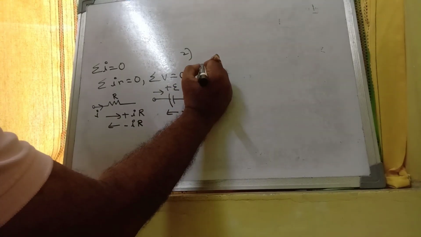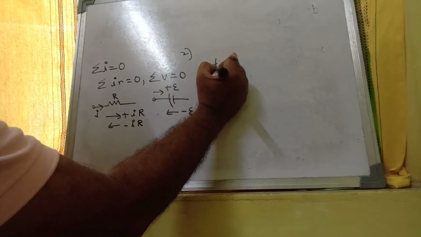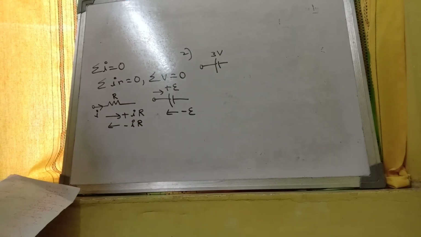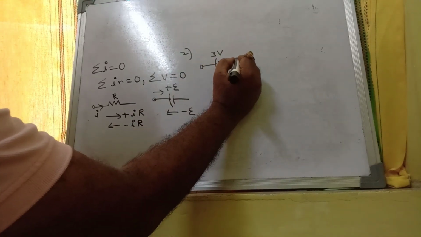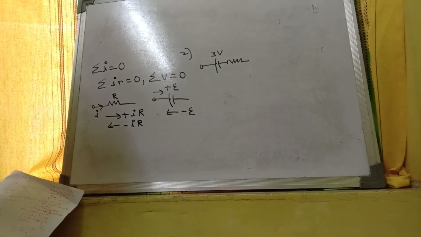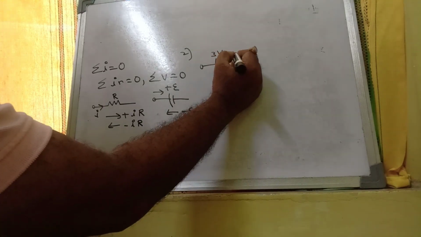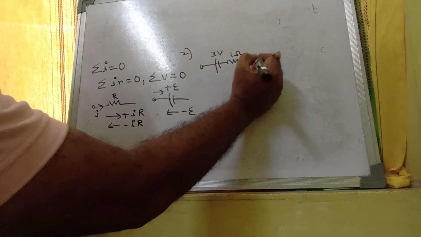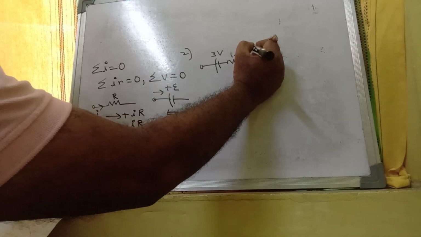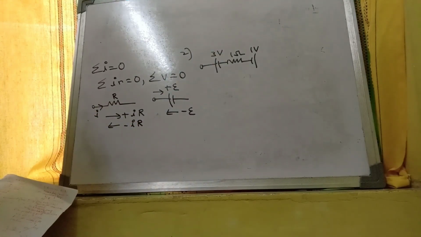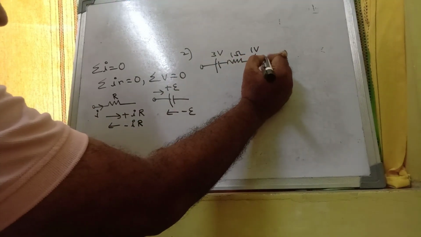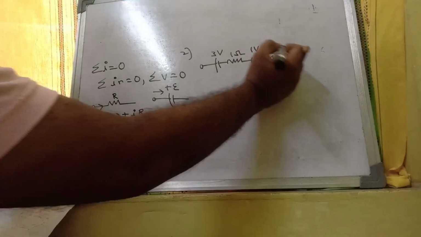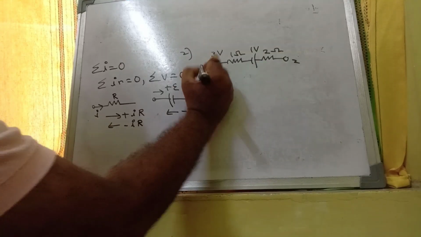So I am drawing the circuit. 3 volt, then 1 ohm. This EMF is 1 volt, followed by 2 ohm resistance, and this is the point 2 and this is point 1.